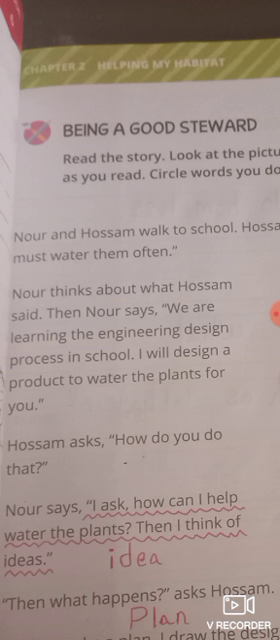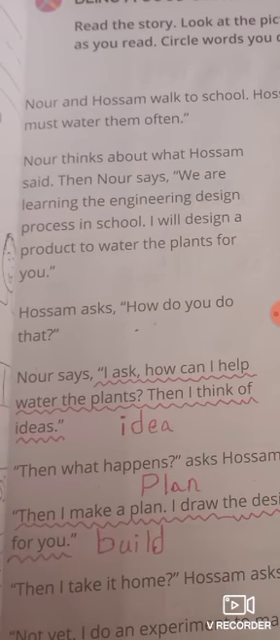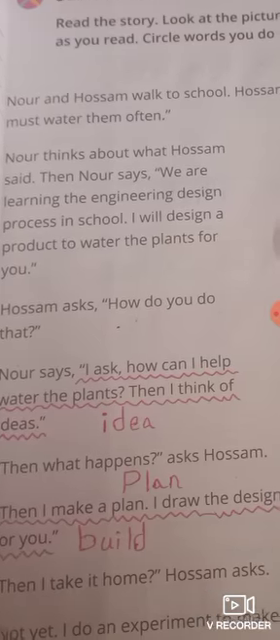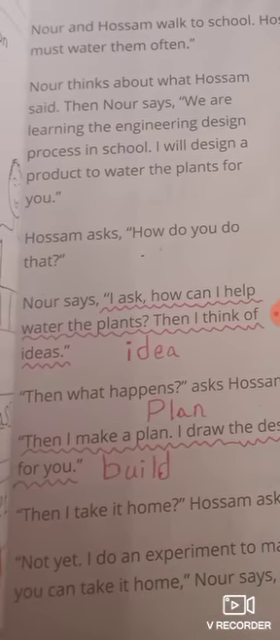Noor thinks about what Hossam said. Then Noor says, "We are learning the engineering design process in school. Do you remember the engineering design process? We will talk about it in detail again. I will design a product to water the plants for you." Hossam asks, "How do you do that?" Noor says, "I ask how can I help water the plants? Then I think of ideas."